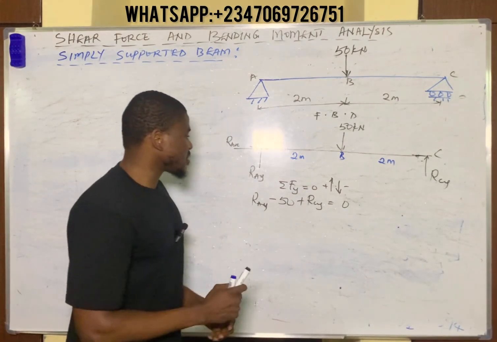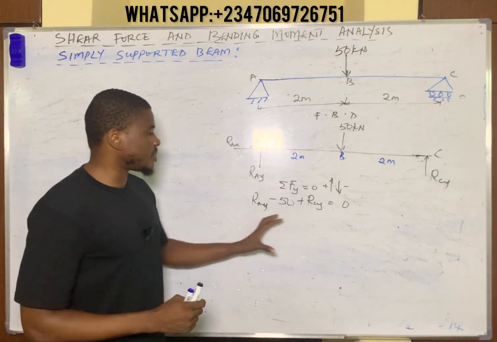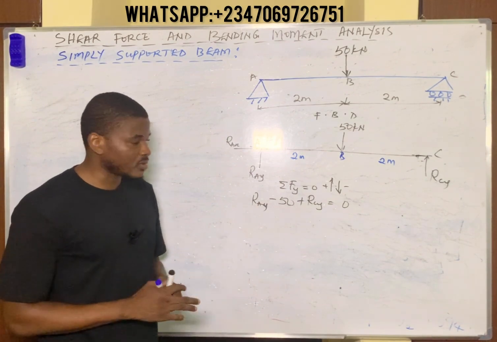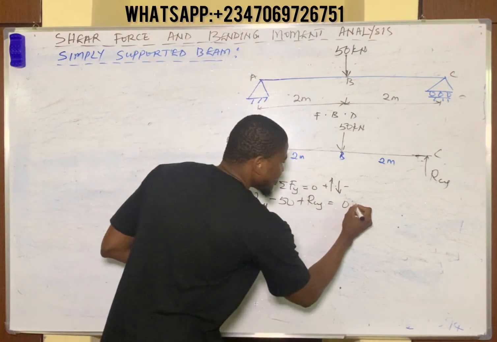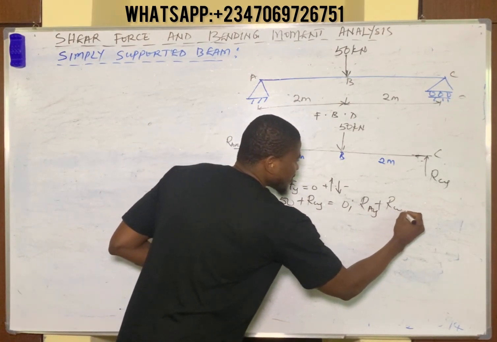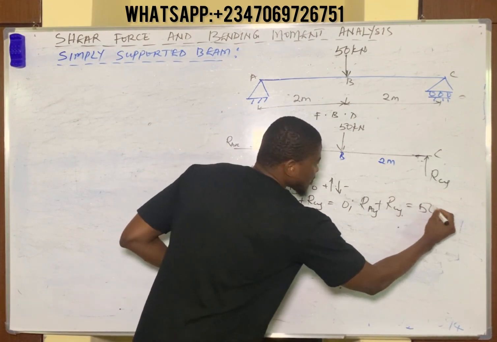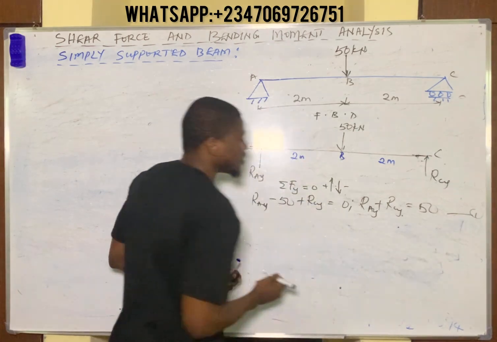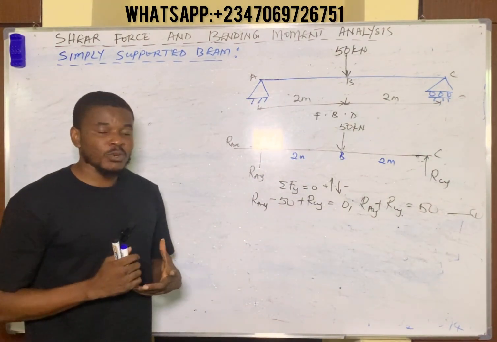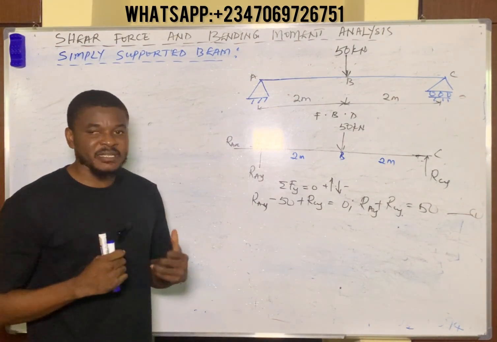0. Okay, so because you have two unknown variables in one equation, it is impossible to solve, right? So from here you can simply say RAY plus RCY is equal to 50. So you can simply call this equation 1. Okay, now the next equilibrium equation we'll take is simply what? Our moment equation.